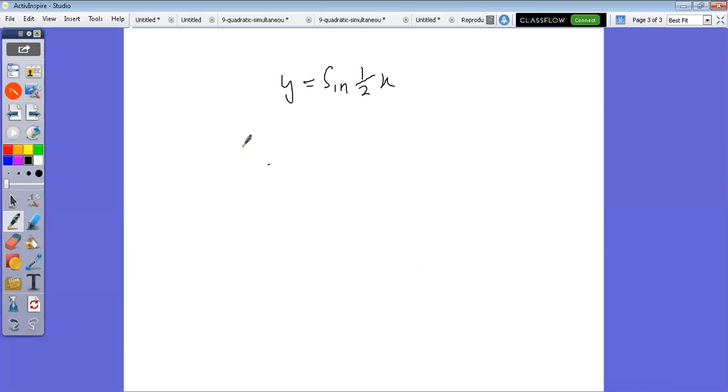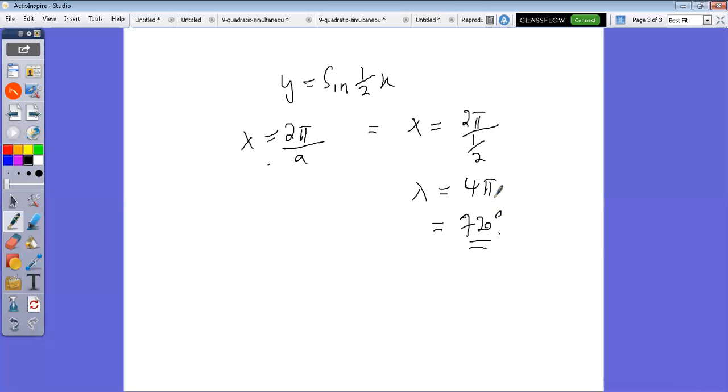Let's use the same formula. I said lambda is equal to 2 pi over A. Our A here is half. So I'm going to say lambda is equal to 2 pi divided by half. And if you do that, you find that lambda is actually equal to 4 pi. So this time, it means on 360, I'll have half of the wave. Suppose pi is 180, so 180 times 4, I'm sure you get 720. So it means I'll only have a complete wave at 720. Is that clear?